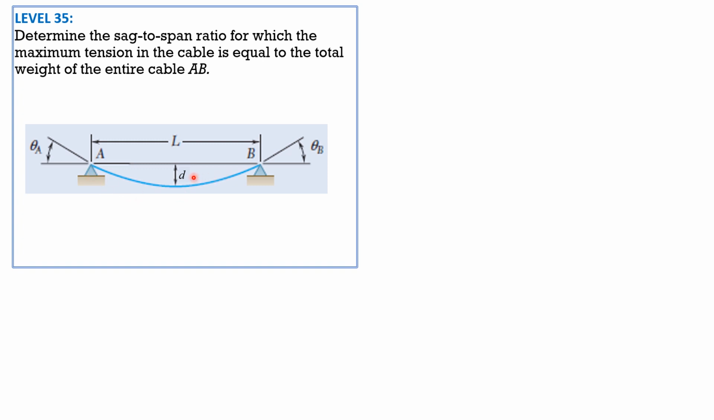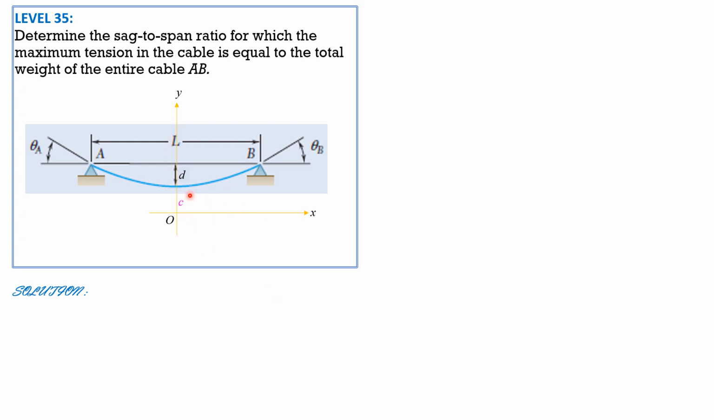So let's compute D over L. And the condition is the maximum tension, which occurs at A or B because they are equally leveled supports, is equal to the total weight of the entire cable, which is the uniform weight of the cable times the total length of the cable, which is 2S in this case, if you denote that by S, and that's also S.